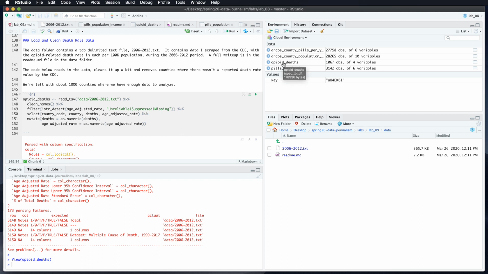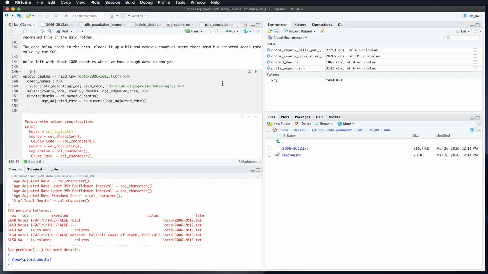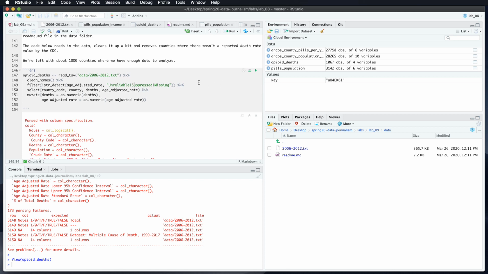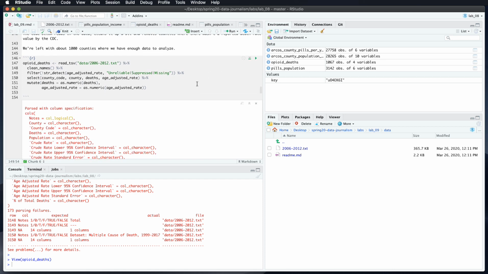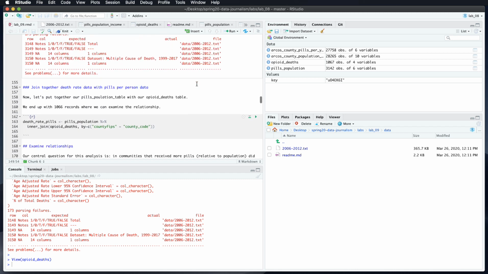Okay, so we have about 1,000, right? Which is different than the 3,000 counties for which we have information on the number of pills shipped to those places. So the analysis we do looking at relationships is really only going to be for these 1,000 counties where there was reliable data. They tend to be the larger, more populated counties.